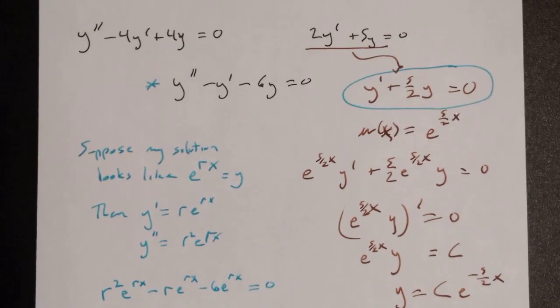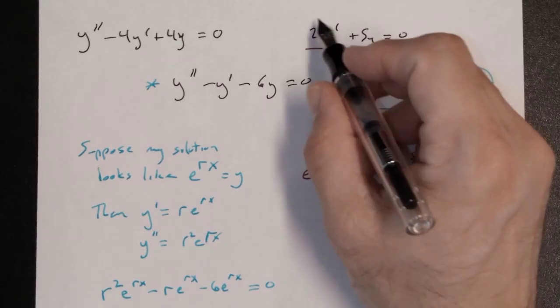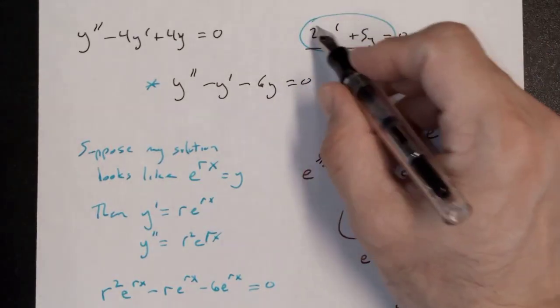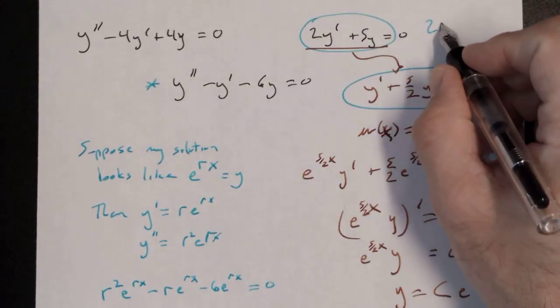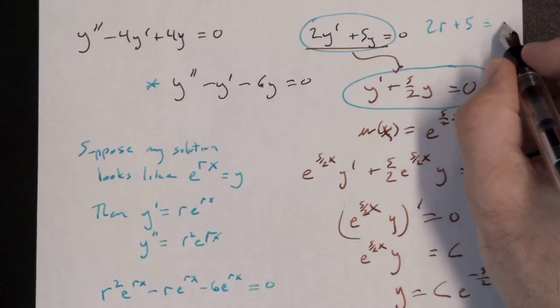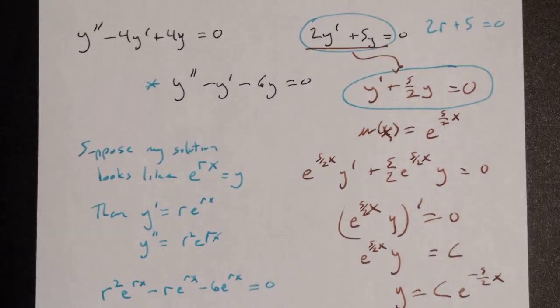Look at that circled equation. Let's play the same game. Where I have a y prime, I'm going to put an r. Where I have a y, I'm going to put a 1. This equation here becomes 2r plus 5 equals 0. What's the value of r that makes that work?